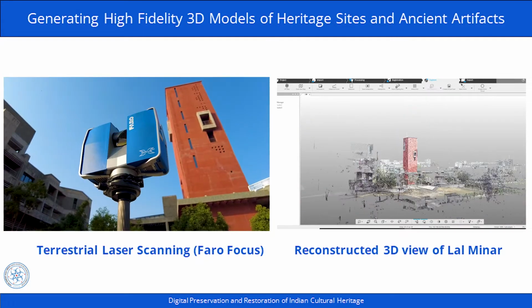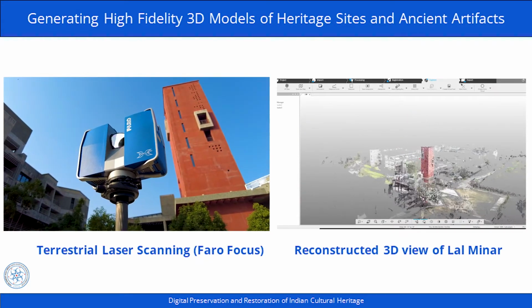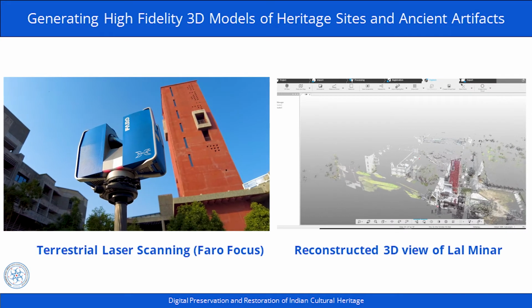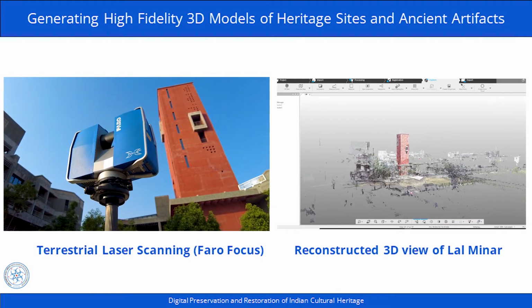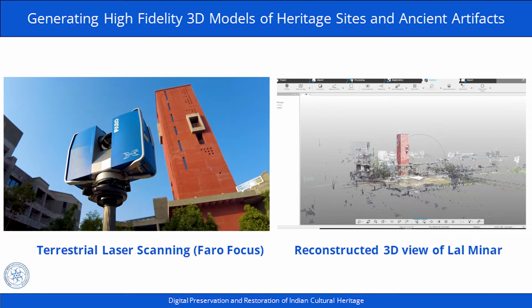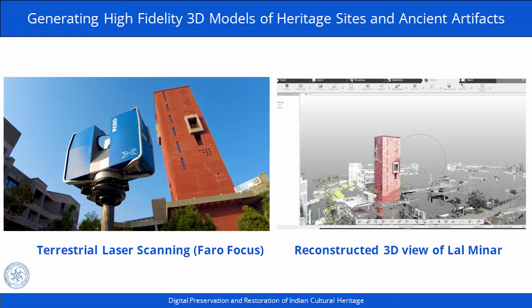And as you can see, the entire Lal Minar could be captured from a few positions. You keep the terrestrial laser scanner, and it has a range of up to 330 meters, which makes it very comfortable for the end user to scan any structures which are very lengthy or which are far away from the place where you can ideally place the laser scanner.